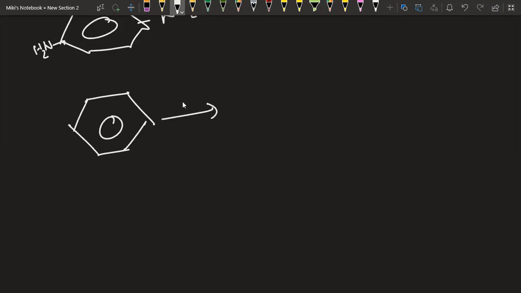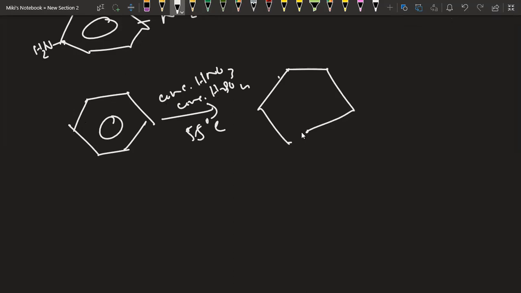From benzene, what do we need to do? We need to carry out nitration of benzene, isn't it? So concentrated HNO3, concentrated H2SO4 at 55 degrees centigrade. What does it form? It forms nitrobenzene. So let's say this was the molecule.